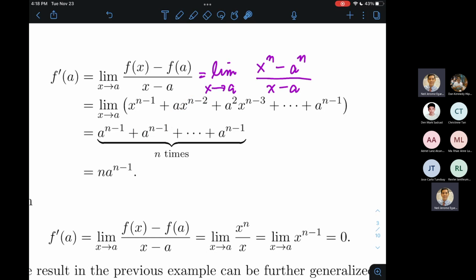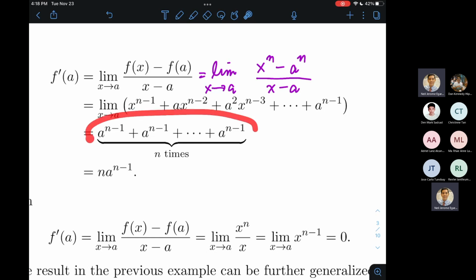And so on until the end. So hanggang sa dulo, we just have a bunch of a to the n minus 1s added to each other. In particular, there would be n of them. Kasi nga, mula kay power x to the n minus 1, isa na siya. Power x to the n minus 2, dalawa na siya. And so on. Pag hanggang sa dulo, ang power ay power 0. So mula sa power 0 ni x hanggang sa power n minus 1 x, we have n terms, right?